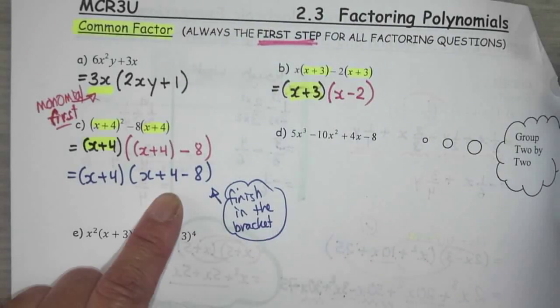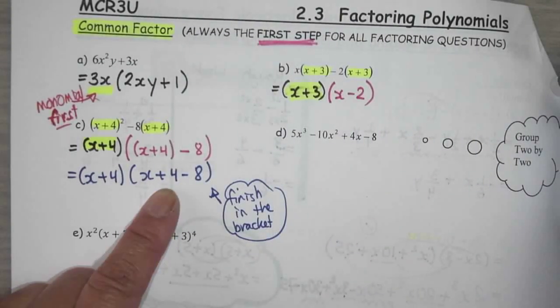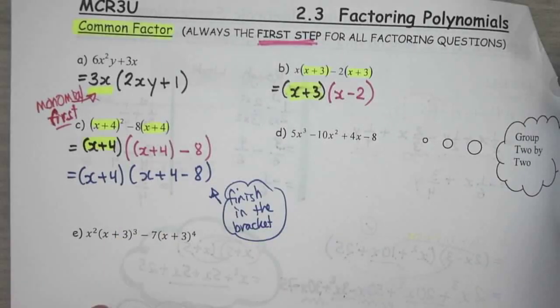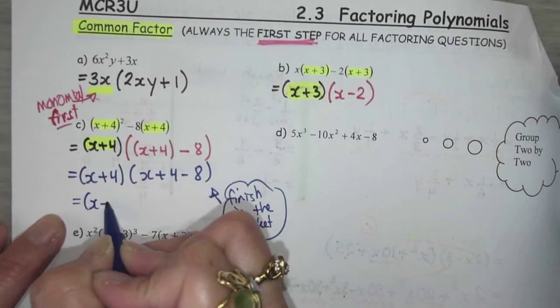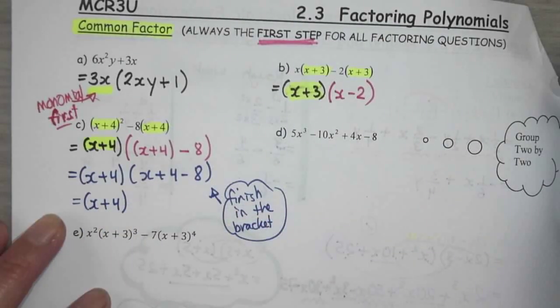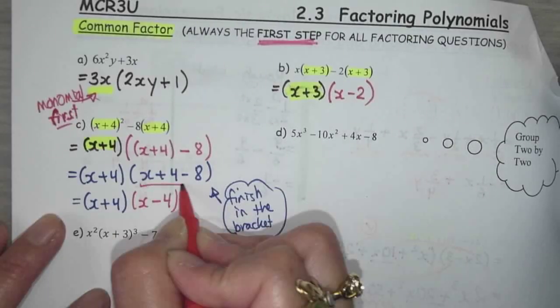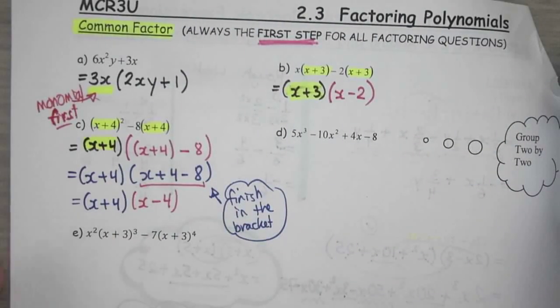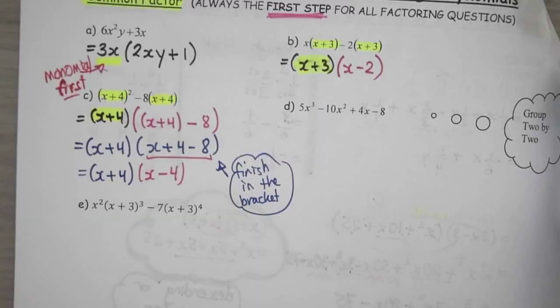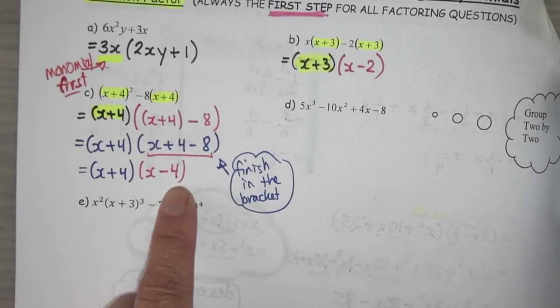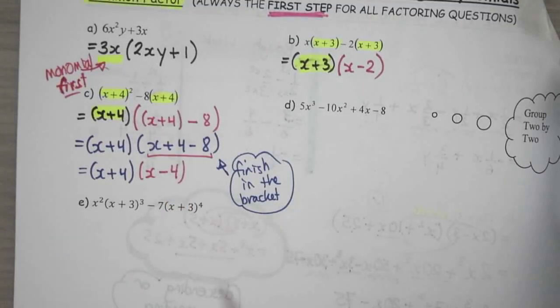Can I do more? X plus 4 minus 8? Can't I finish that a little bit more? Simplify a bit more? Yeah, you can. And so you're going to write down x plus 4 and then x minus 4. Does that make sense here? You want to finish up. You don't want to leave it with the plus 4 minus 8. Why don't you just clean it up? Simplify. Okay, so that's the patterns. We want to keep going until we can have each bracket cleaned up.